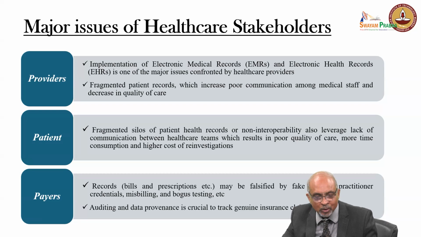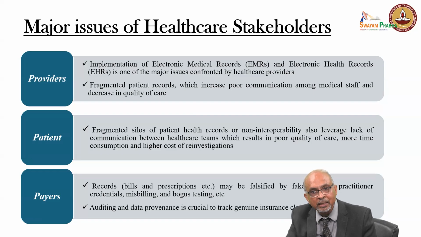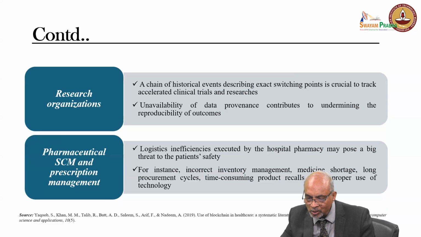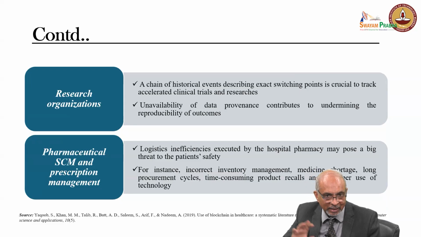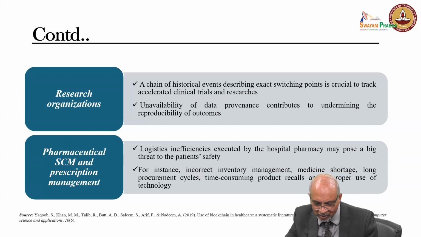Payers, a lot to do with what do you do with falsified medical records and things of that kind. Auditing and data provenance is very important. A lot of blockchain gets into this area. Research organizations, again, unavailability of data. The US is now going through a struggle with healthcare funding for research. Projects are prioritized. Some projects are put on the back burner. Others have come to the front. So all this has importance for research organizations.